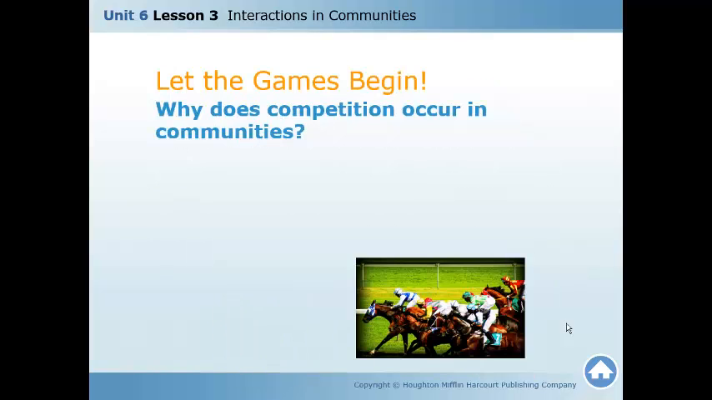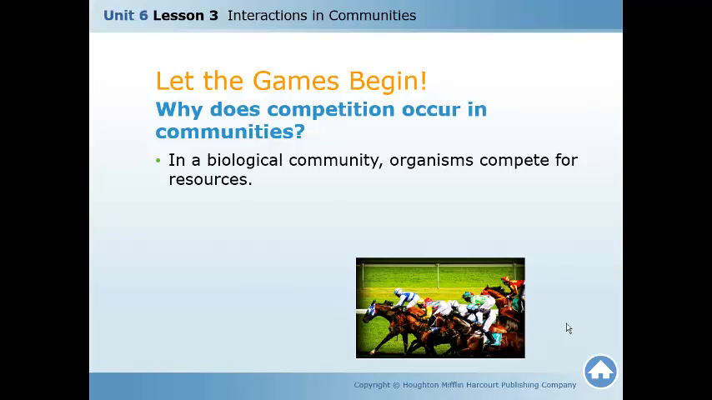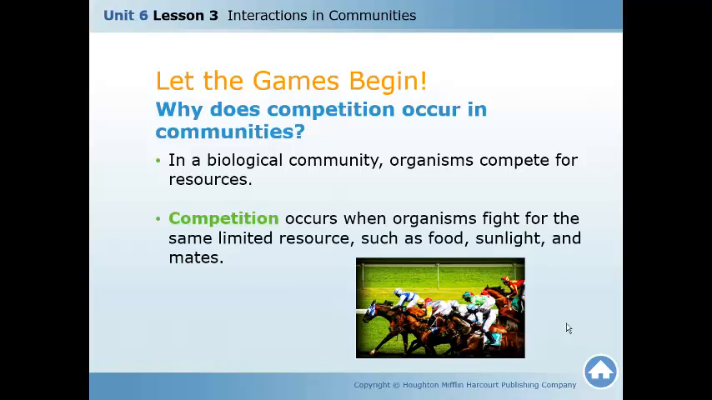Why does competition occur in communities? In a biological community, so we're looking at the living things, organisms are going to compete for resources. It's just how it is. Competition occurs when organisms fight for limited resources like food or shelter or sunlight or mates.